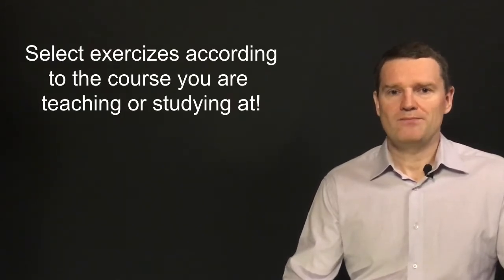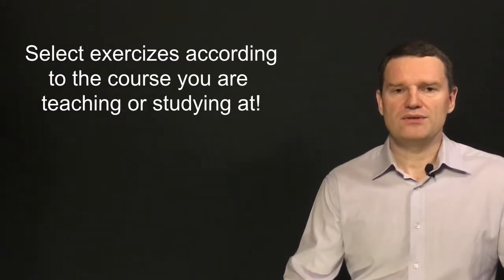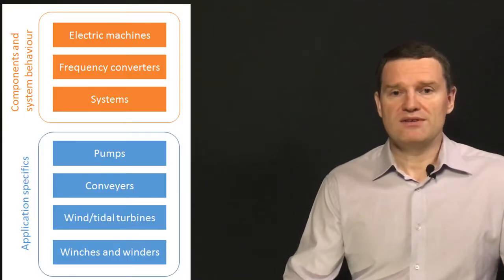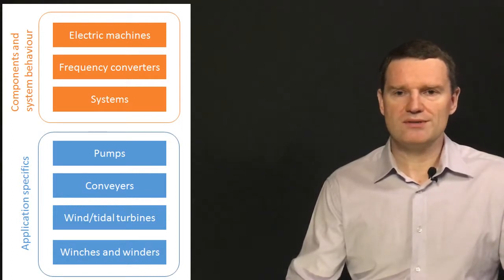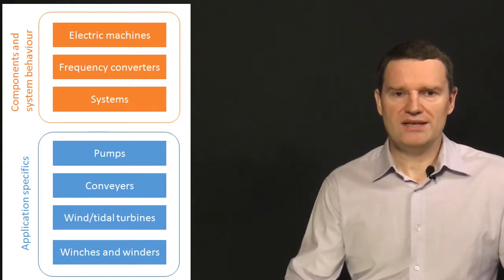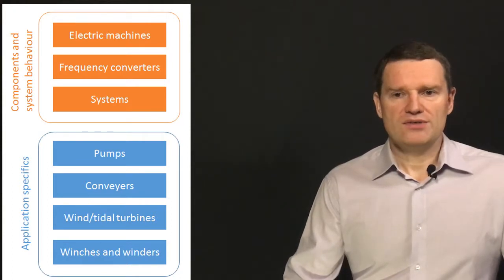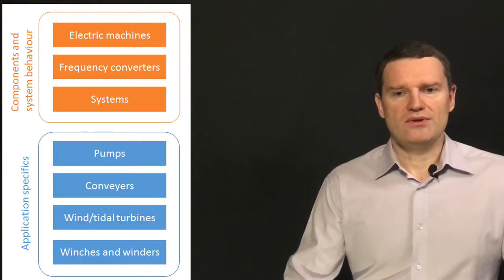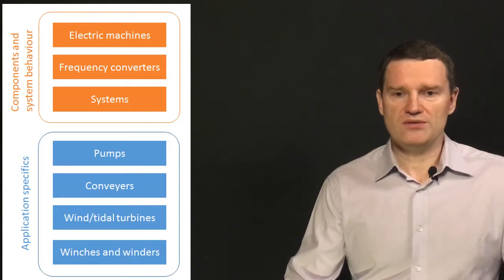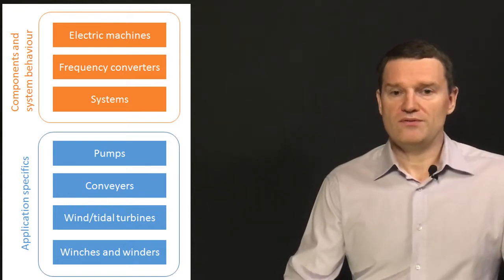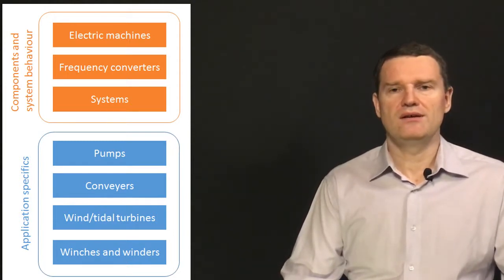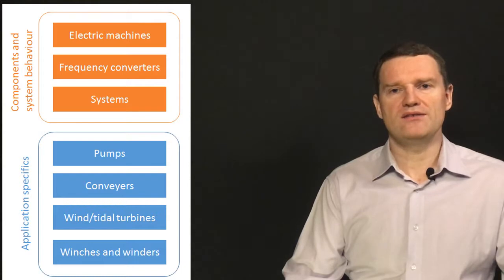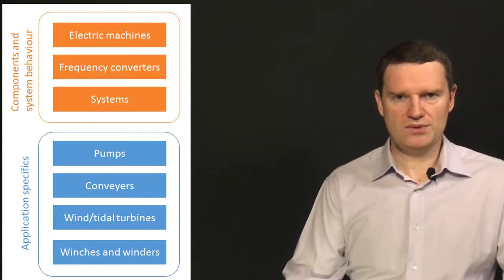The main message is that you can select exercises according to the course you are teaching or studying at. The exercises are sorted into the 7 groups. The 7 groups can be further regarded as the 2 bigger blocks, the component block and the applications block. If you're interested more in power conversion systems or their components like electric machines or frequency converters, then you shouldn't go around the first block of exercises. If your interest is more in the applications, like a pump or a turbine, then the respective parts of the second block is what you need.